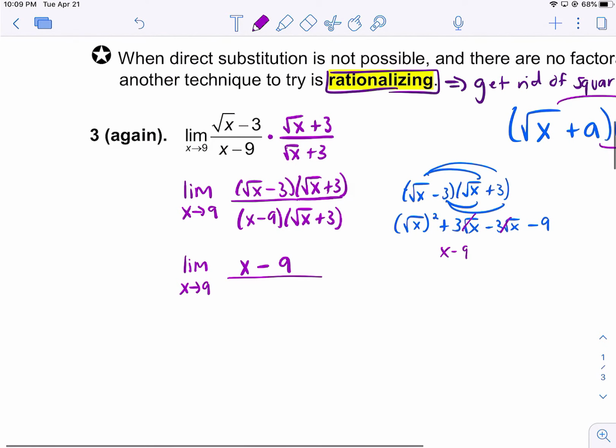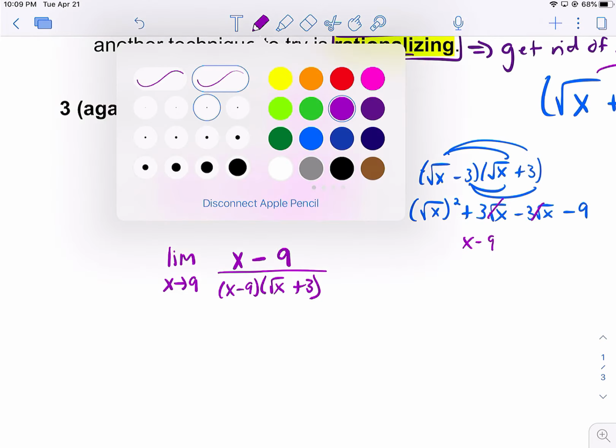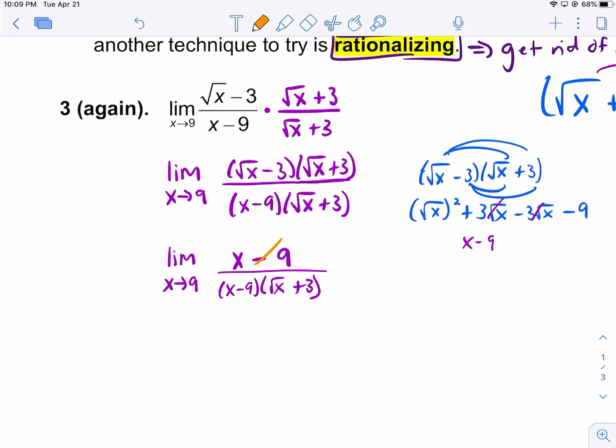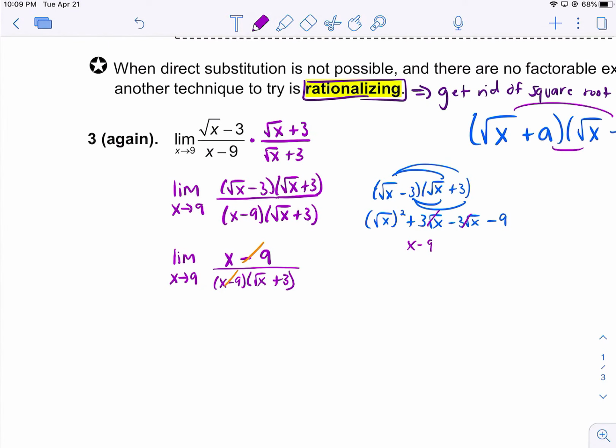And we'll see here, conveniently, I see something nice happening. On the bottom, I still have x minus 9 times the square root of x plus 3. And this is awesome because it didn't look like anything was going to cancel out any common factors, but now I have a factor of x minus 9 at the top and bottom, and they are gone. So that means this becomes the limit as x goes to 9 in simplified form of 1 over the square root of x plus 3.